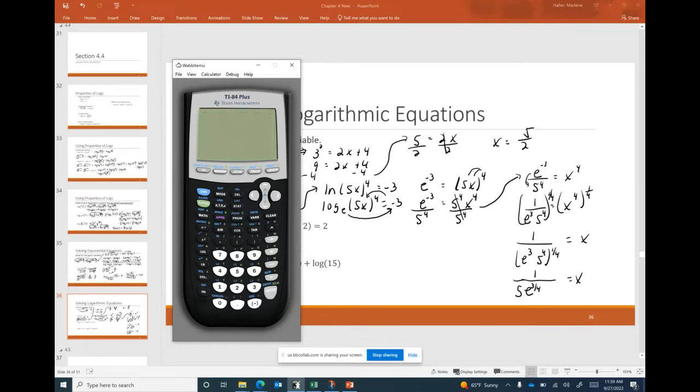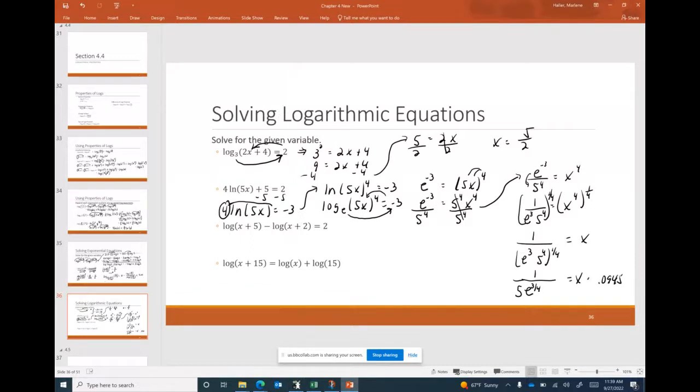So what do we have? 1 divided by, I'll put some parentheses for that denominator. It's going to be 5 times e to the 3/4. So 5 times, using my e to the x key, that's second ln, e to the, and then that exponent is 3/4, so 3 divided by 4. Looks like that's approximately 0.0945. Approximately.